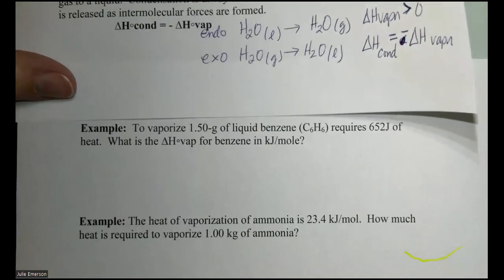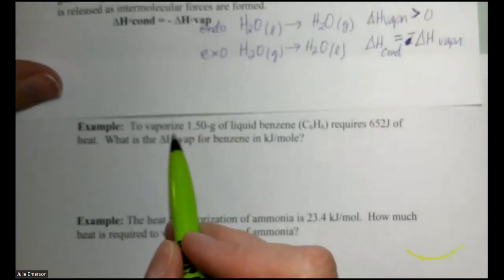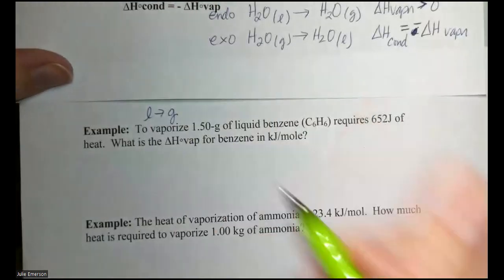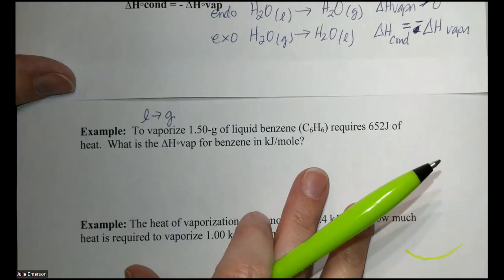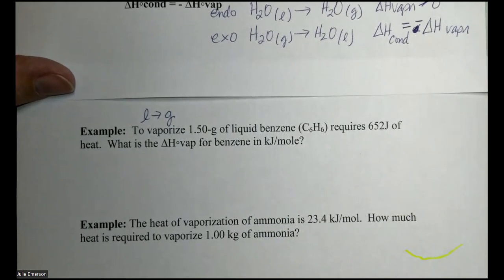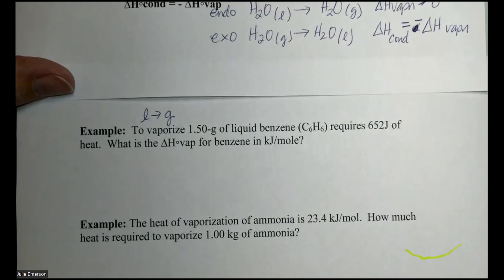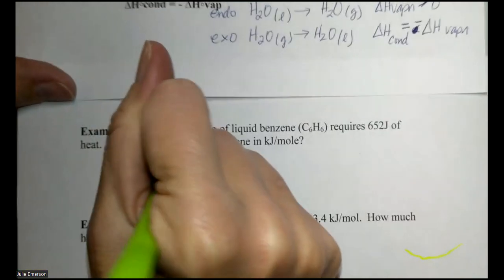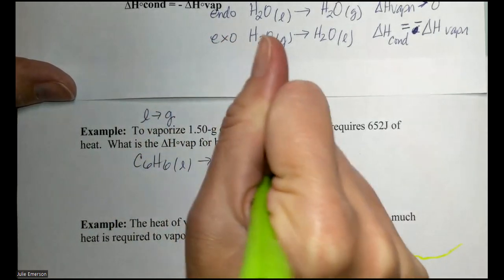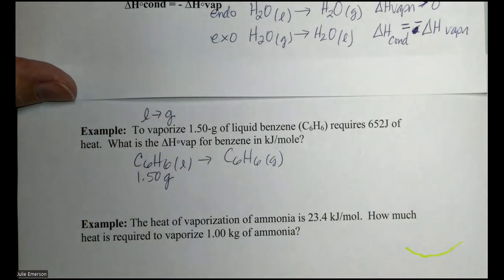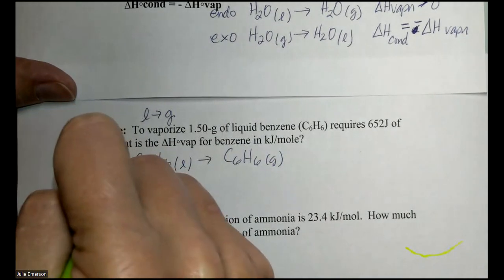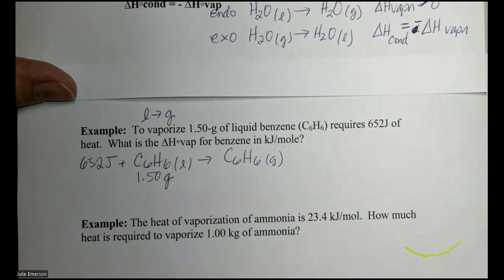Okay, so here are some questions that are going to bring us back to thermo. It says to vaporize, so we want to remember that means we're taking liquid to a gas, 1.50 grams of benzene requires 652 joules of heat. What is the heat of vaporization? Honestly, this is a thermochem question all over again. So we have C6H6 liquid becoming C6H6 gas. We are using 1.50 grams of benzene, and we are requiring 652 joules of heat, which means it's a reactant, and that makes sense because it's endothermic. It requires 652 joules to vaporize 1.50 grams of benzene.